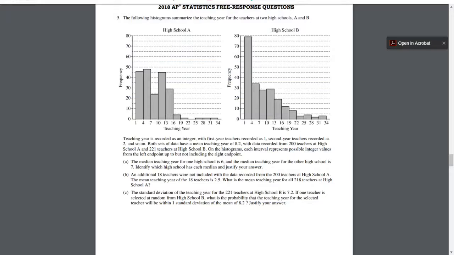Part C: the standard deviation for the 221 teachers at high school B is 7.2. If one teacher is selected at random, what is the probability that the teaching year for the selected teacher will be within one standard deviation of the mean of 8.2? Justify your answer. All right, so this question, you start thinking, oh, normal model, I can do that. No, don't do that. Look at the histogram for high school B. That is not normally distributed. We cannot use any of our models for this. It is entirely possible that this question is unanswerable.